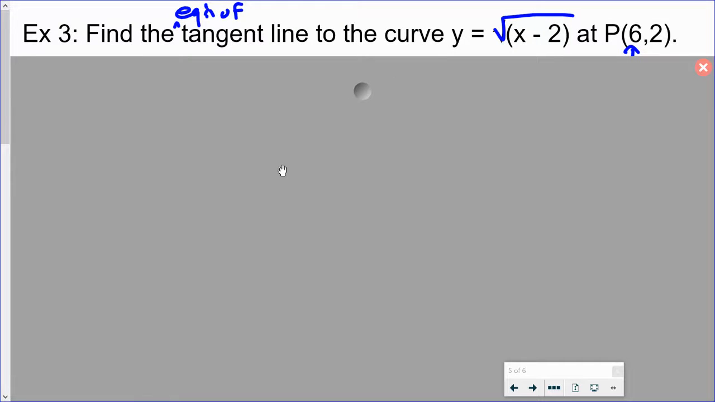Okay, welcome to our video on the difference quotient. This is part 2, and we're just going to go through example 3.